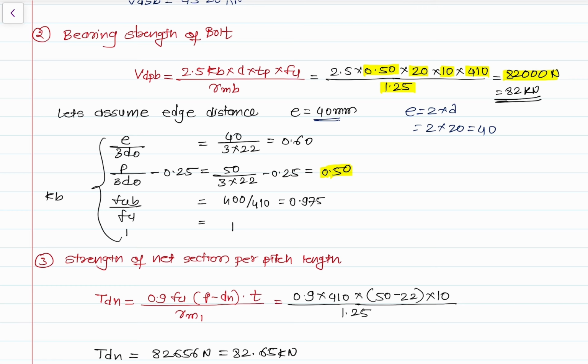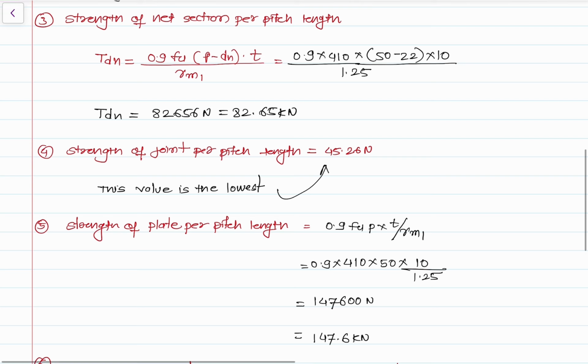Now let's jump to the next step, which is the strength of net section per pitch length. Now why is this so important? Because we do want to calculate what is the strength of that particular area, the net section area per pitch length, whatever the pitch we have provided. Now this is a strength we usually calculate with the help of the number of bolts and the VDSB. But in this situation we are calculating the TDN, that means the strength of the section, by using all the values along with the pitch distance, right.